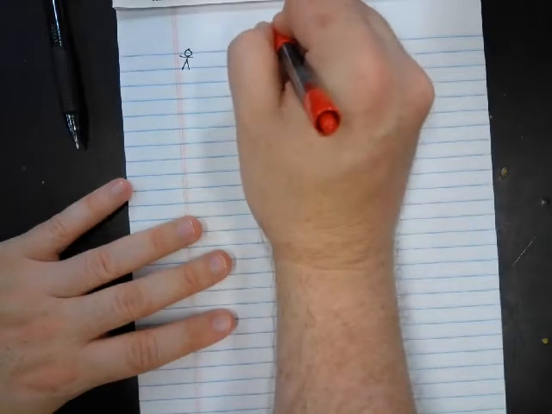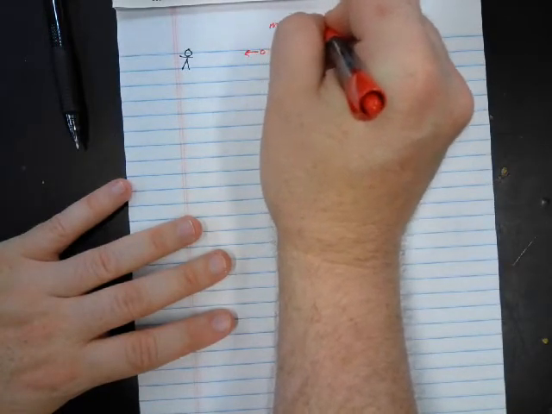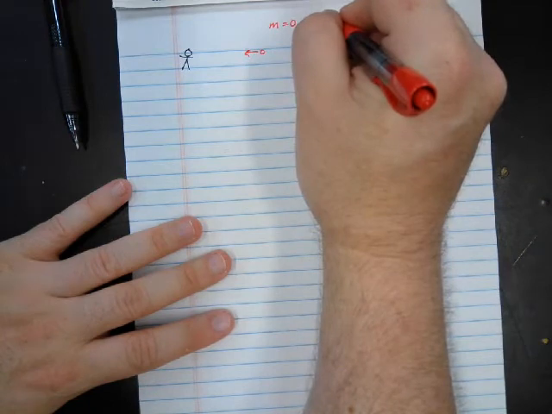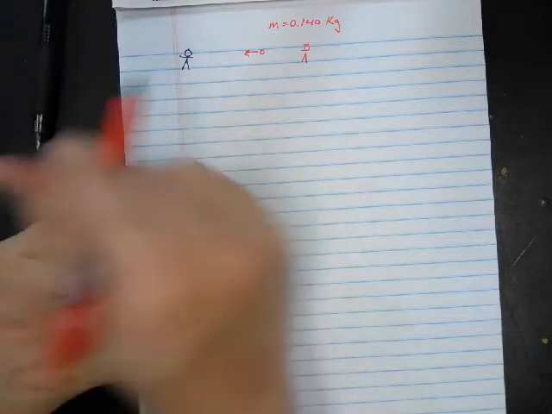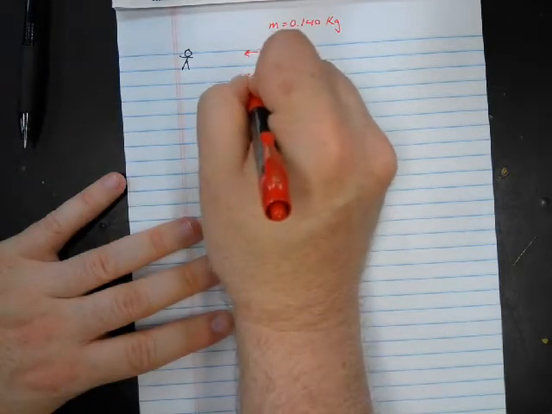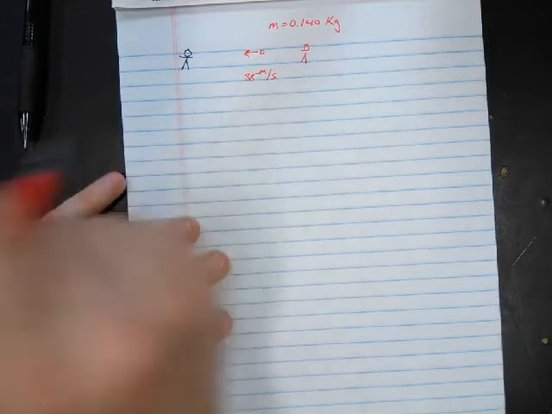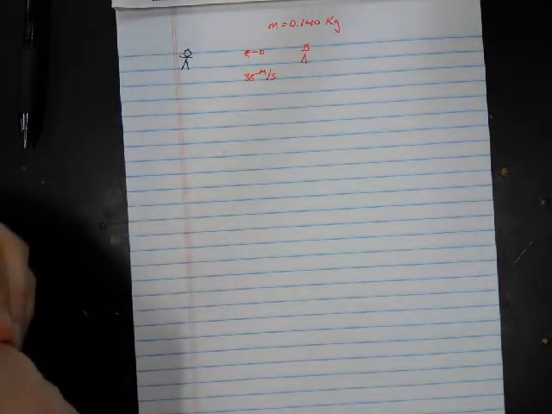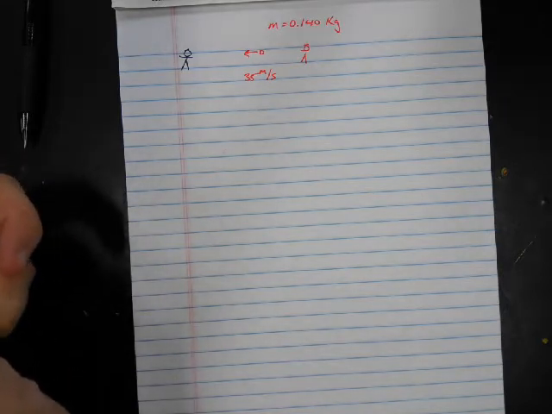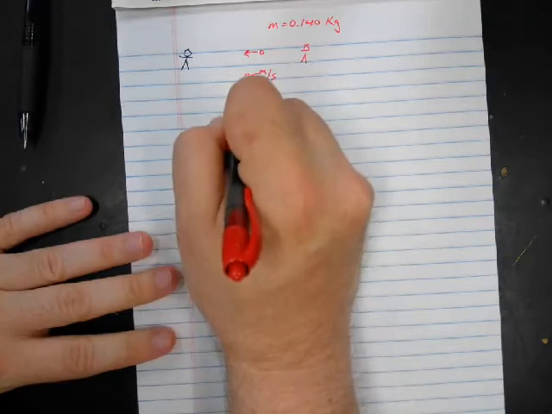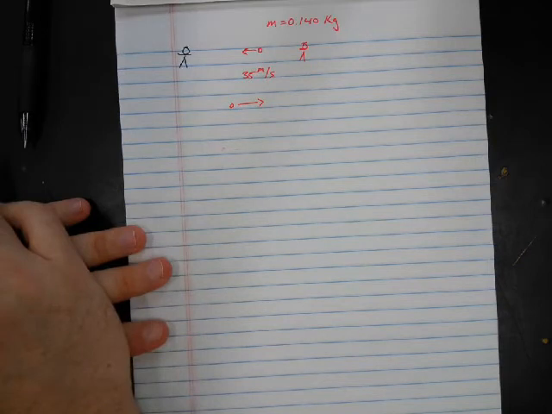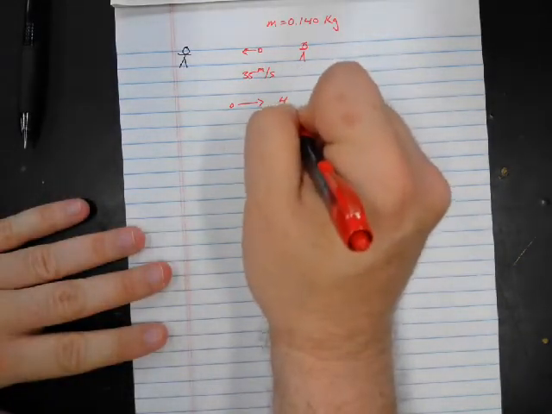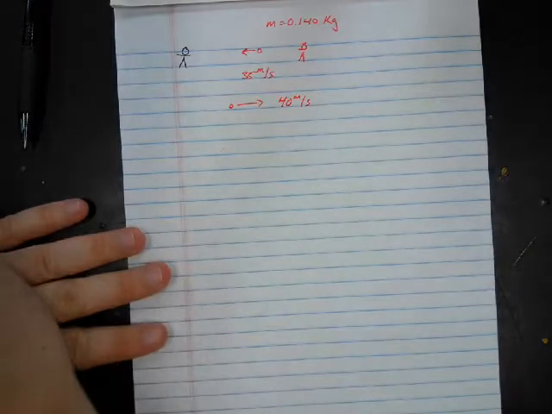Baseballs are about 140 grams or 0.14 kilograms. And we will say that this baseball is being thrown at 35 meters per second. So after you hit it, there's going to be some speed outwards. And if we look at a professional hitter, maybe this is 40 meters per second outwards.